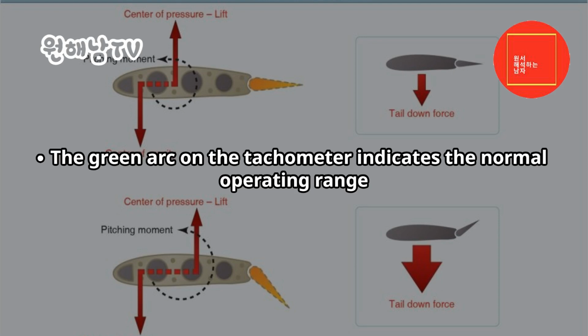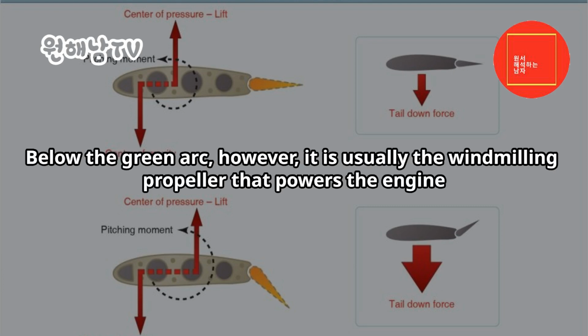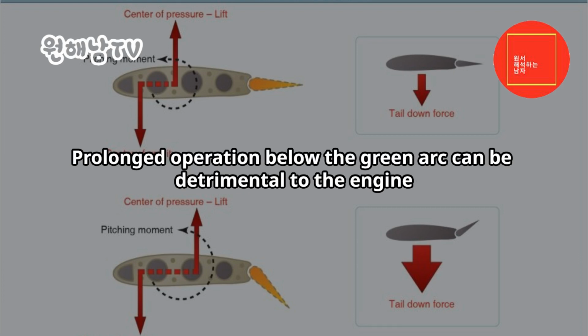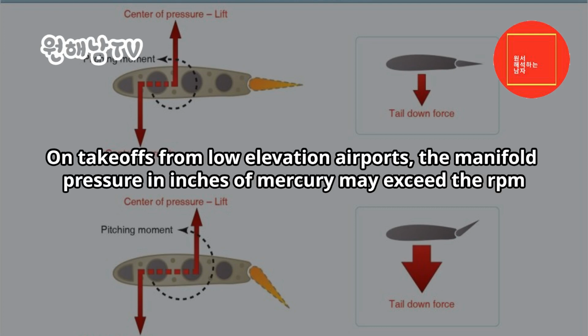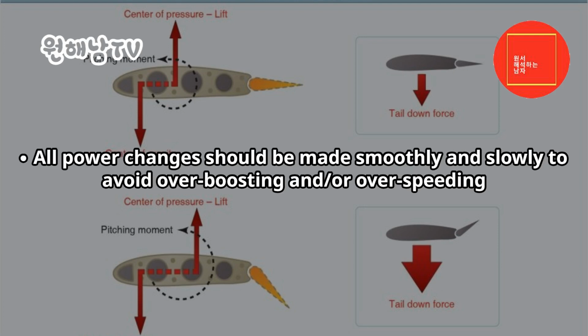The green arc on the tachometer indicates the normal operating range. When developing power in this range, the engine drives the propeller. Below the green arc, however, it is usually the windmilling propeller that powers the engine. Prolonged operation below the green arc can be detrimental to the engine. On takeoffs from low-elevation airports, the manifold pressure in inches of mercury may exceed the RPM. This is normal in most cases, but the pilot should always consult the AFM/POH for limitations. All power changes should be made smoothly and slowly to avoid overboosting and/or overspeeding.